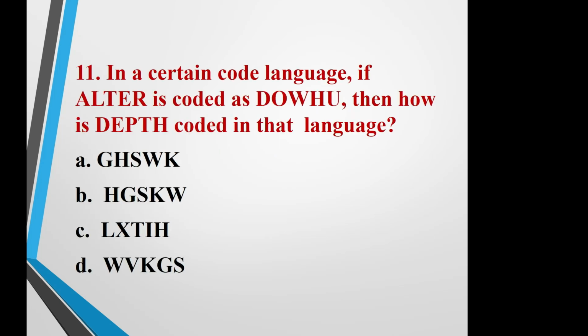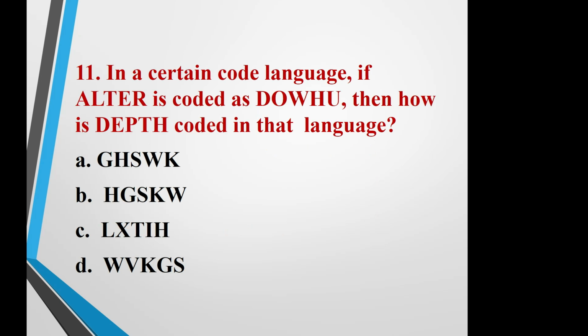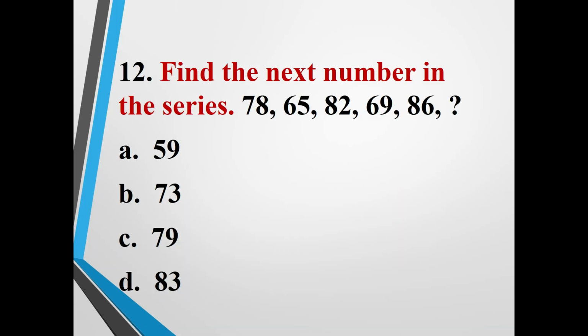So in the question we need to find the code for DEPTH. First we have to check the plus 3 position of the letter D. So D, 1, 2, 3, the first letter will be G, and next is the letter E, and the next letter will be H. So G, H, obviously the answer will be A, GHSWK.